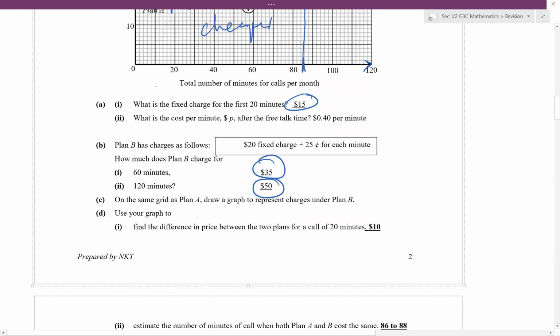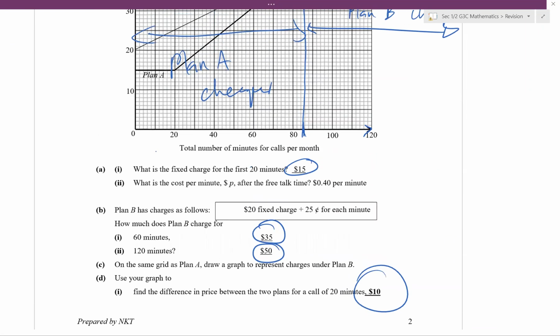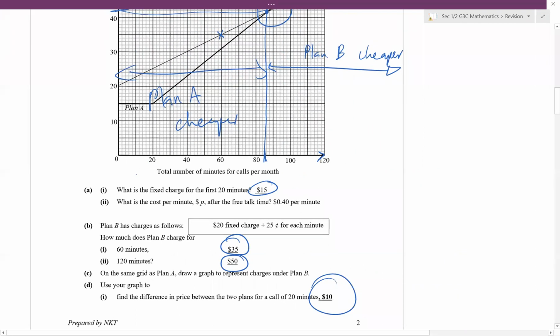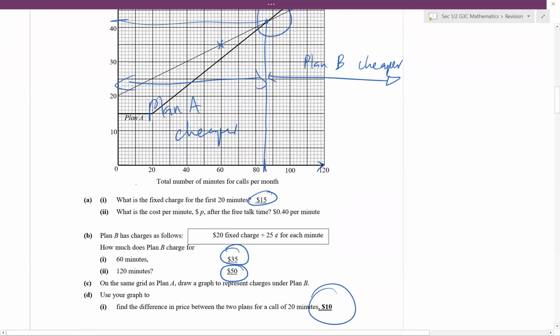So find the difference in the price between two plans for a call of 20 minutes, $10. That is both of their fixed charge, 20 versus 15. Oh, sorry, 20 minutes. So when you look at this, $15 versus $25. So difference is $10.